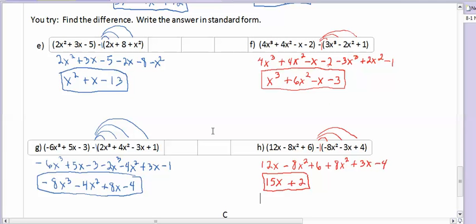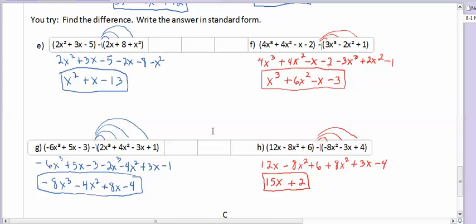Okay, so here's the answers to E, F, G, and H. E was x squared plus x minus 13. F is x cubed plus 6x squared minus x minus 3. G is negative 8x to the third power minus 4x to the second power plus 8x minus 4. And then the H is 15x plus 2.